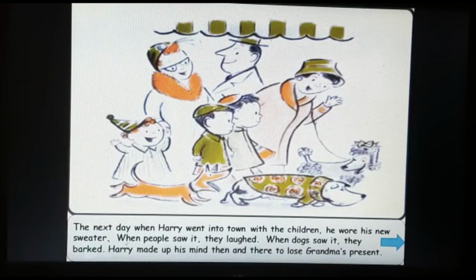The next day, when Harry went into town with the children, he wore his new sweater. When people saw it, they laughed. When dogs saw it, they barked. Harry made up his mind then and there to lose Grandma's present. Now Harry wanted to lose the present because he thought that everybody was laughing at him.